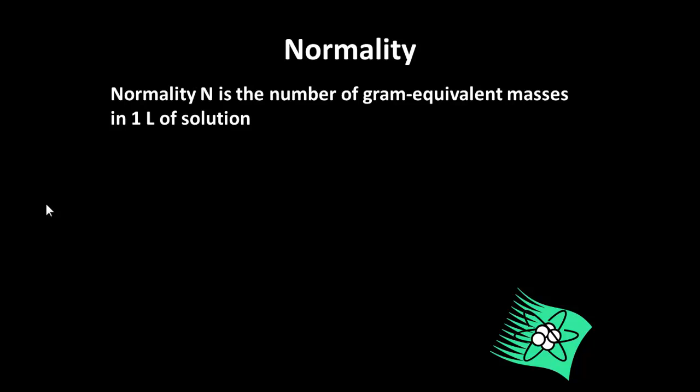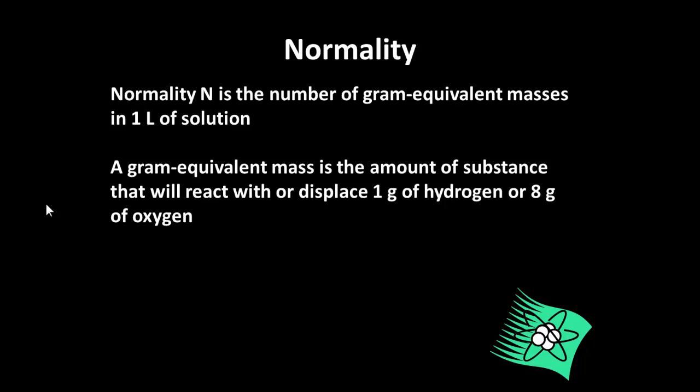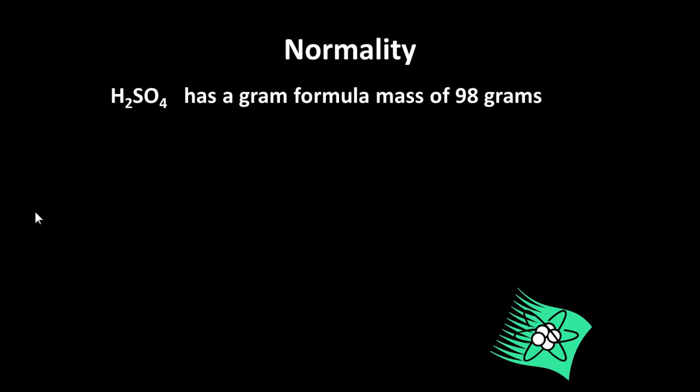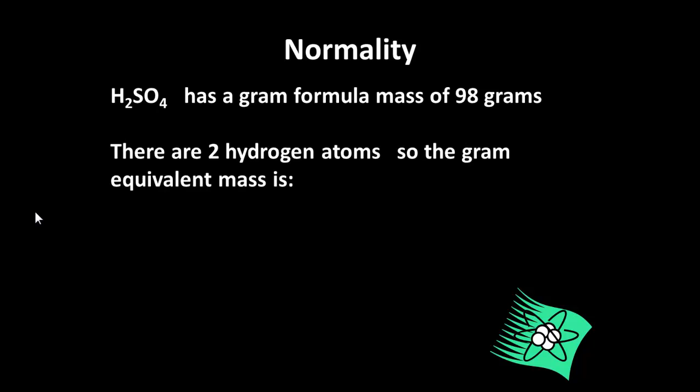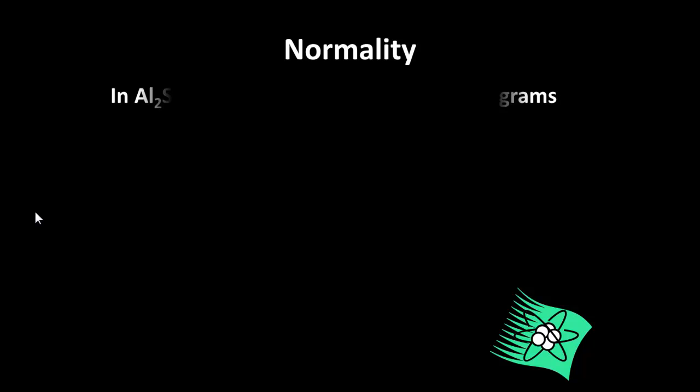Yet another term is normality. Normality is the number of gram equivalent masses in 1 litre of solution. So the question is, what's a gram equivalent mass? It's the amount of substance that will react with or displace 1 gram of hydrogen or 8 grams of oxygen. So let's take H2SO4, which has a gram formula mass of 98 grams, and there are 2 hydrogen atoms here, so the gram equivalent mass is 98 divided by 2, which will become 49 grams.